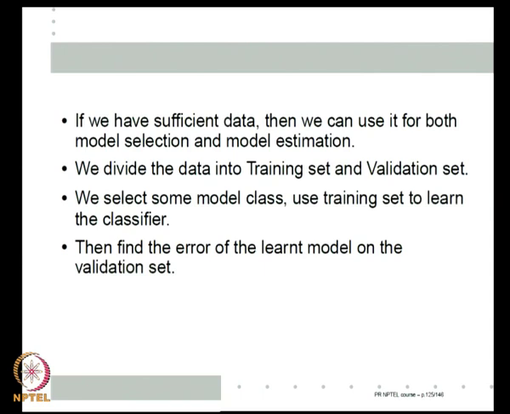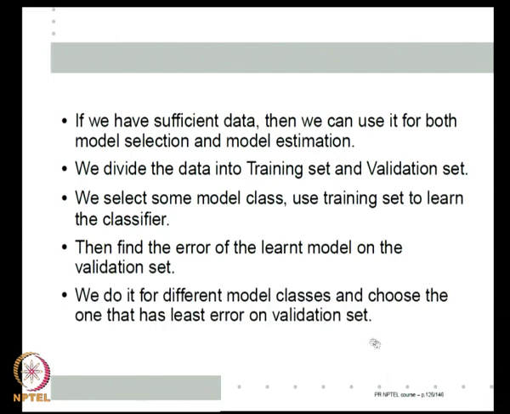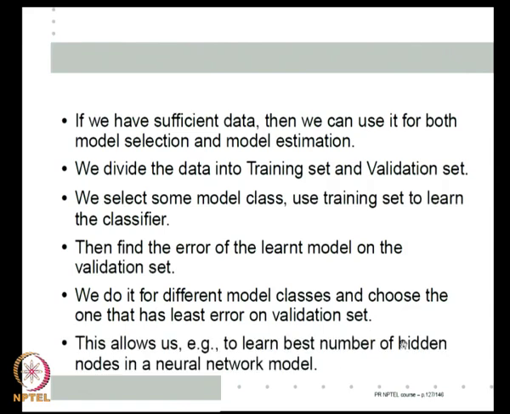Now, I do it for different model classes. So, I start with, let us say, a 3 hidden node network. I learn using my training data, and the final network, its error I measure on the validation set. Then I do it for 4 hidden nodes. With the same training set, I once again learn the best 4 hidden node network, and now calculate its error on the validation set. Now, I can plot the errors on the validation set of models of different complexity. If we do this for models of different complexity, we can choose the one that has the least error on the validation set. So, this allows us, for example, to use the training data to also learn the number of hidden nodes in a neural network. So, we divide the data, we use one part for training, one part for validation. The training is used for model estimation, the validation is used for model selection.